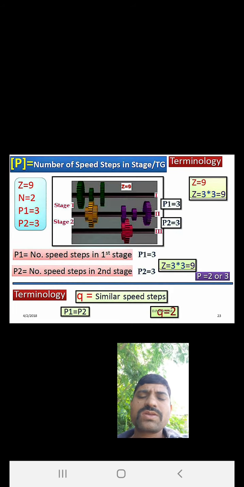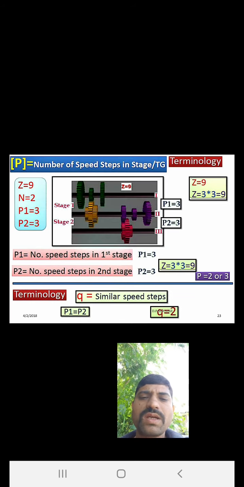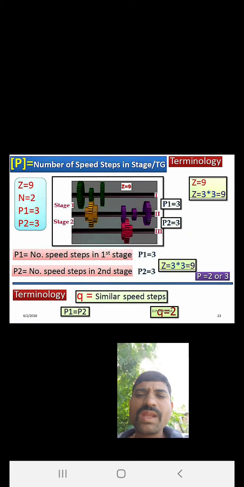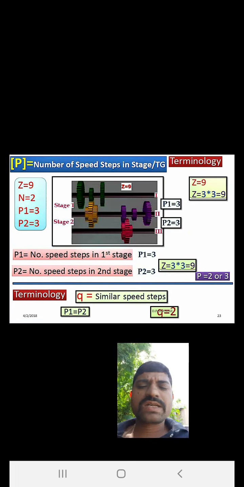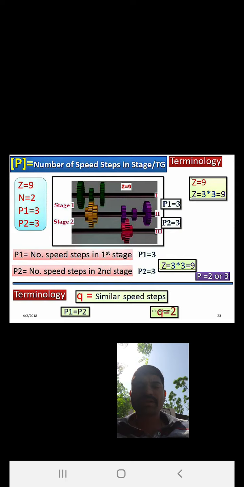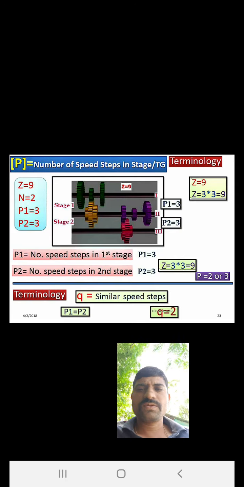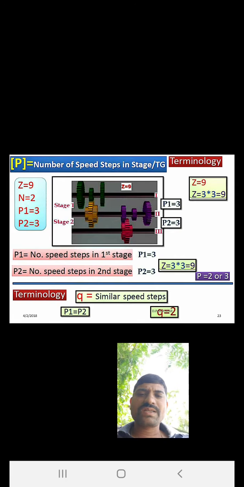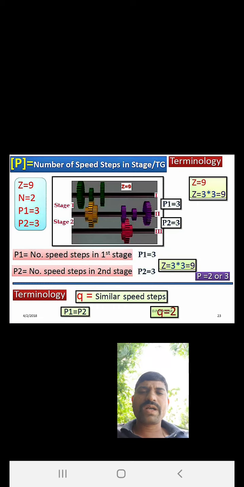You should choose the value p1 equal to 2 or 3, because from one shaft you will get two different speeds, not a single speed. If you want a single speed, then we use an electric motor. That's why in a multi-stage gearbox we require 2 or 3 speed steps in the different stages. We'll see with the help of an example how to calculate the values of p1 and p2.